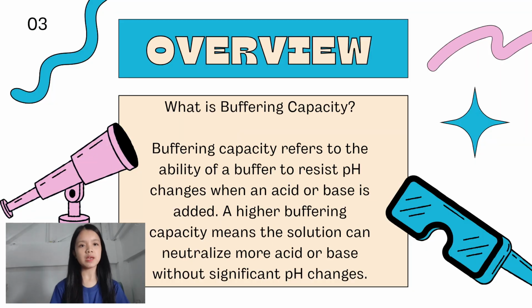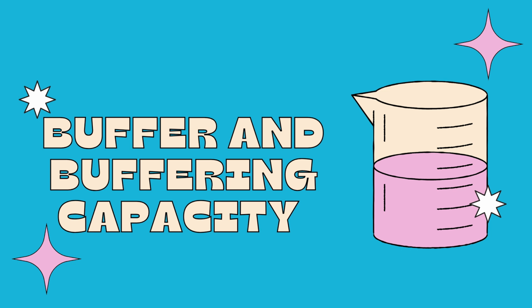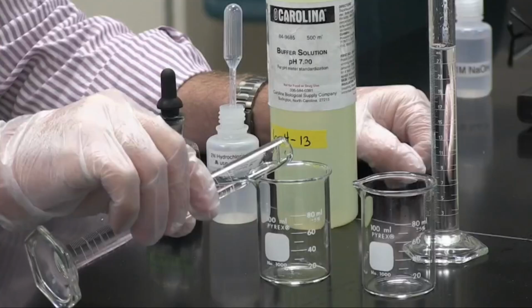What is buffering capacity? Buffering capacity refers to the ability of a buffer to resist pH change when an acid or base is added. A higher buffering capacity means the solution can neutralize more acid or base without significant pH changes. To make a buffer solution, here are the materials needed: test tubes, beakers, Pasteur pipettes, pH meter, and chemical solutions. And now I'm going to show you the steps on how to make a buffer solution.